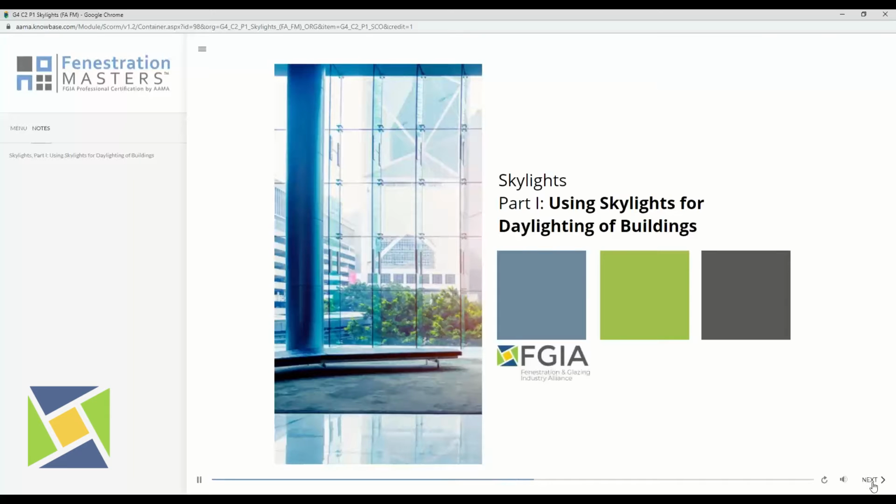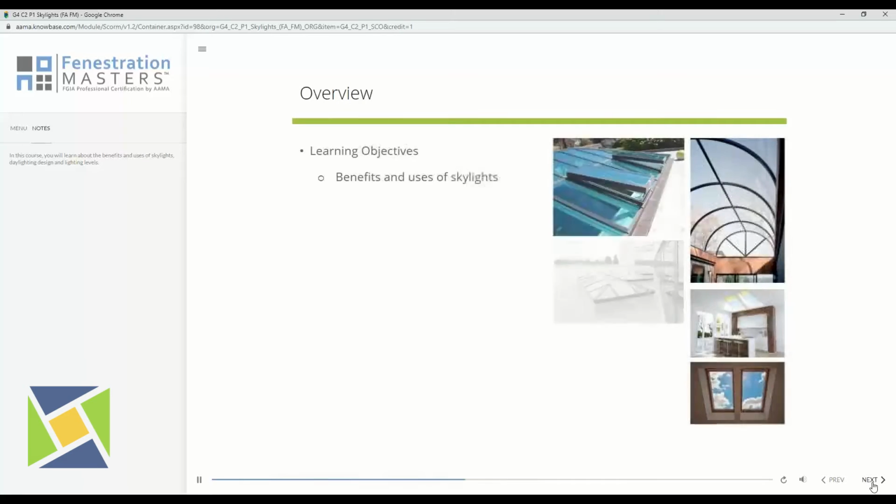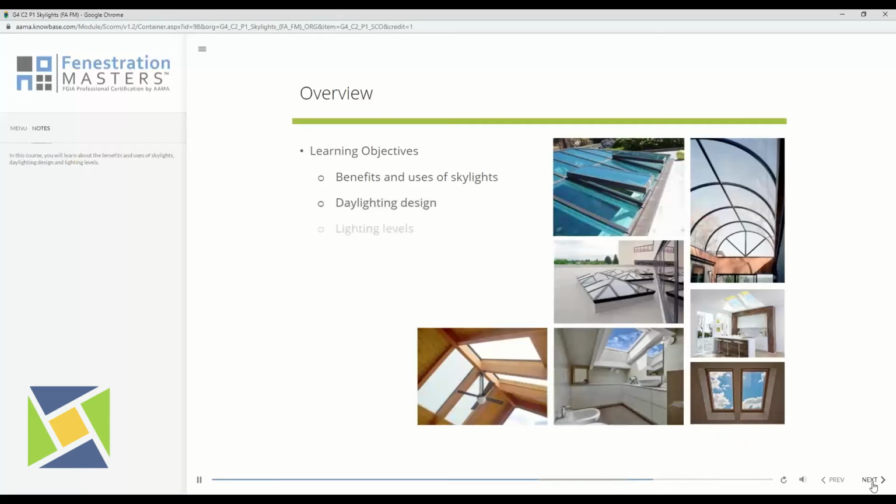Skylights, Part 1. Using skylights for daylighting of buildings. In this course, you will learn about the benefits and uses of skylights, daylighting design, and lighting levels.